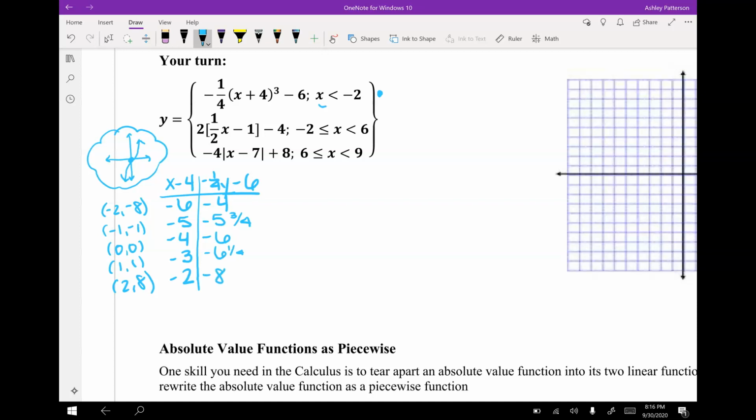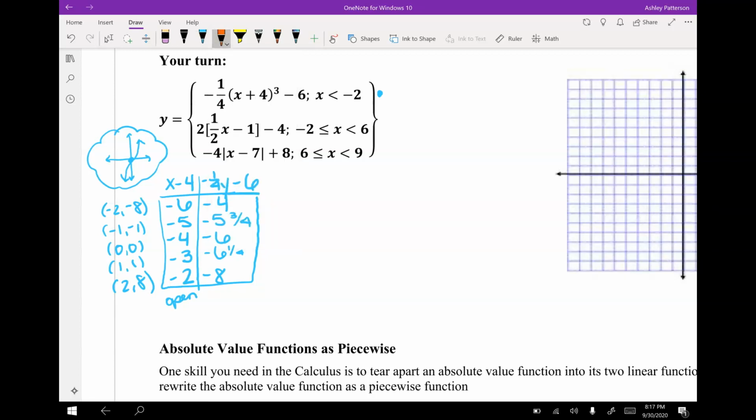Okay, now looking at the restrictions, it needs x to be less than negative 2, which is great because we're going to include all of these points. And at x being negative 2, I'm going to write that it is an open circle so that we can remember when we go to graph.